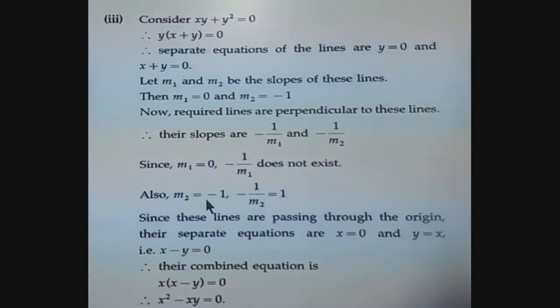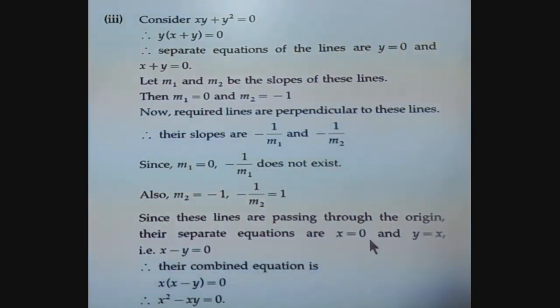Also m2 is equals to minus 1. So from this we write m1 equals to 0, that means minus 1 upon m1, m1 is 0, so 1 upon 0, that is value does not exist. Also m2 equals to minus 1, minus 1 upon m2 equals to 1. Since these are the lines passing through the origin, their separate equations are, why we write here x equals to 0? Because slope of y-axis is not defined. Slope of line perpendicular to x-axis, that is y-axis, is not defined.